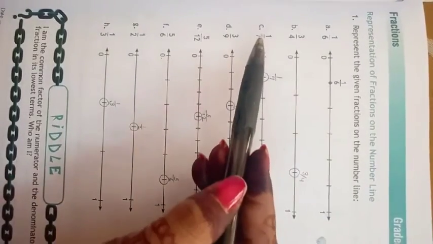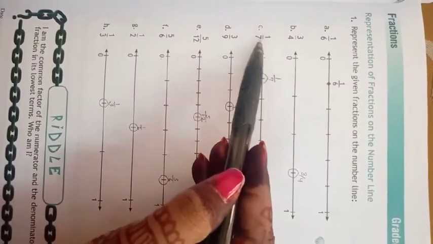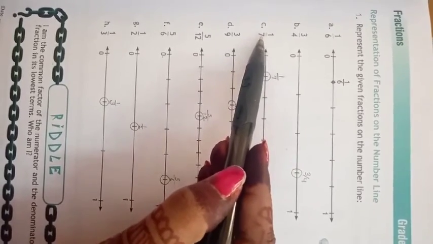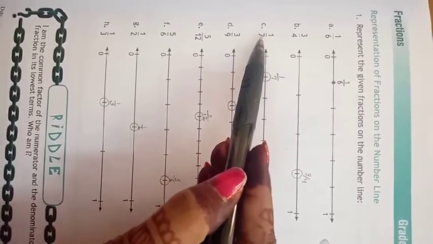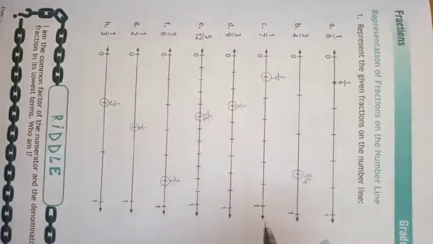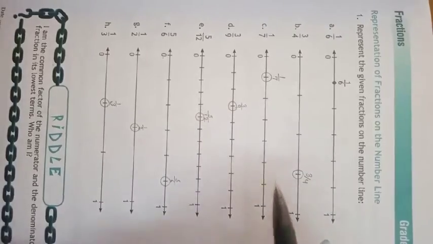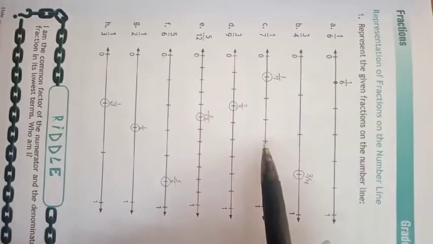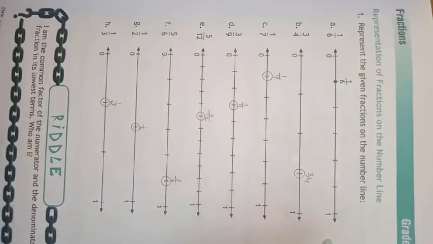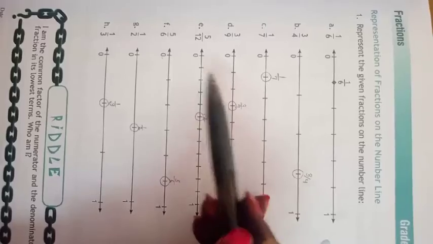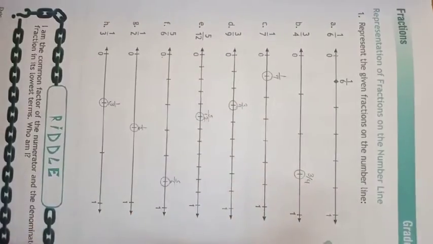See one more question. Okay, C part. This is 1 upon 7. 1 upon 7, 7 is the denominator, which means the total number of parts. Total number of parts are 7. So from 0 to 1, the number line is divided into 7 equal parts. 1, 2, 3, 4, 5, 6, 7. So this will be 1 upon 7 part. Similarly, rest of the parts can be done.